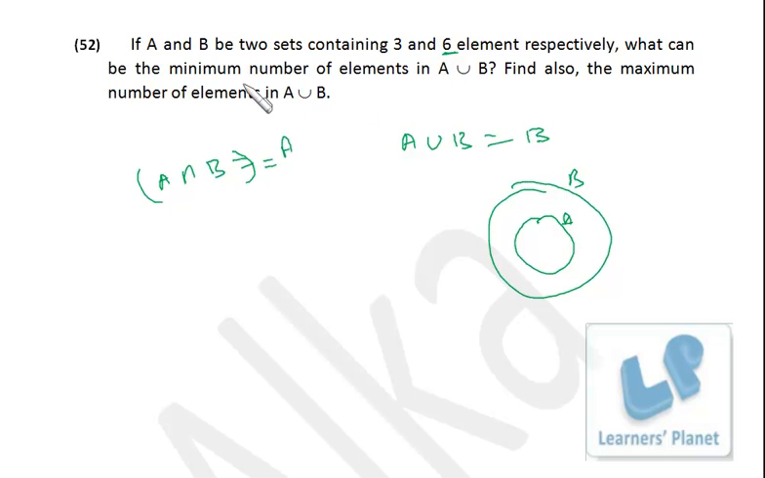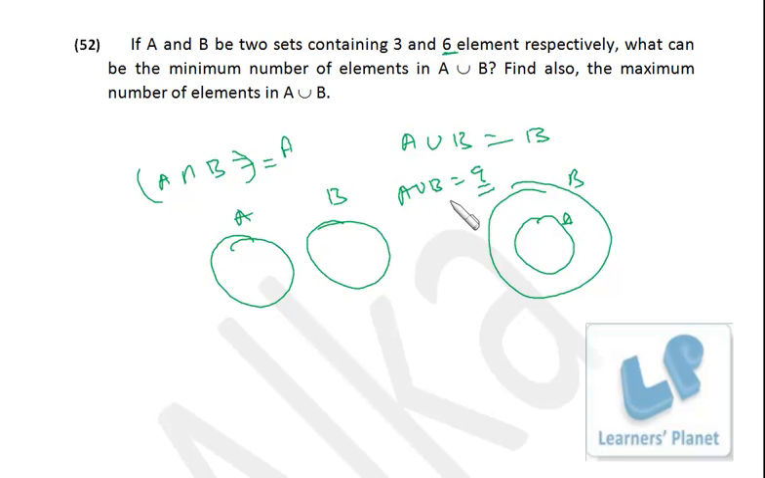And for the maximum number, nothing is common between A and B. They are two disjoint sets. So in that case, the 3 elements of A plus the 6 elements of B, right? So in all, A union B will be 9, right? So the minimum number of elements in A union B is 6 and the maximum is 9.